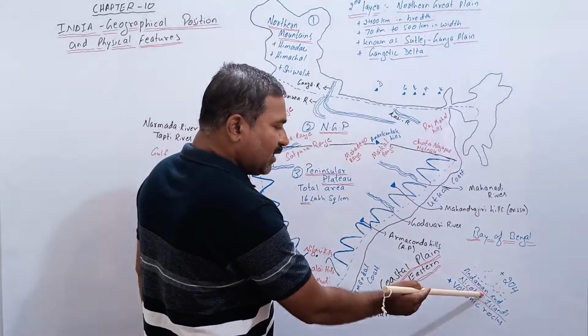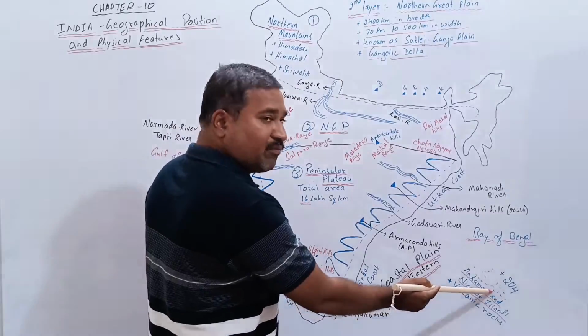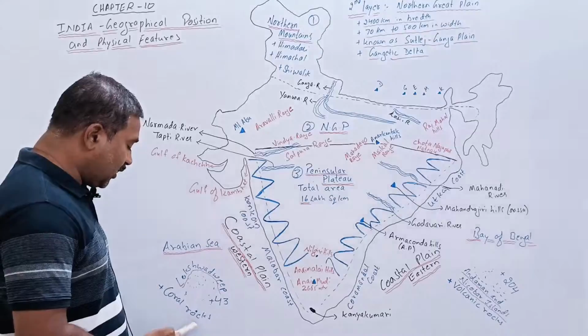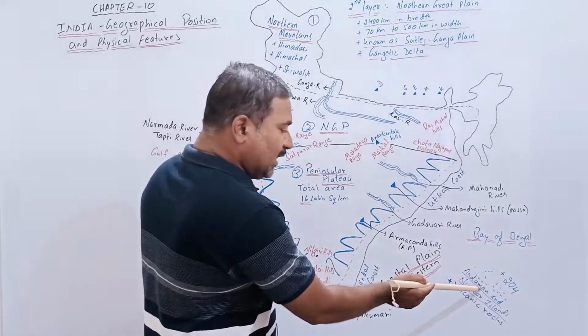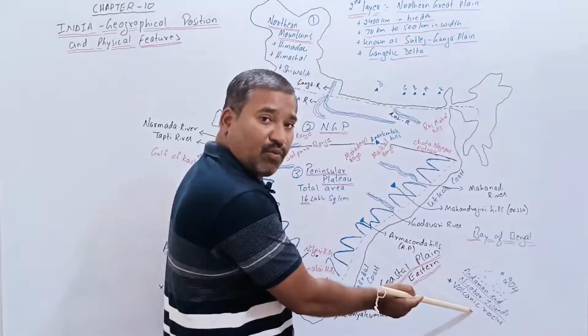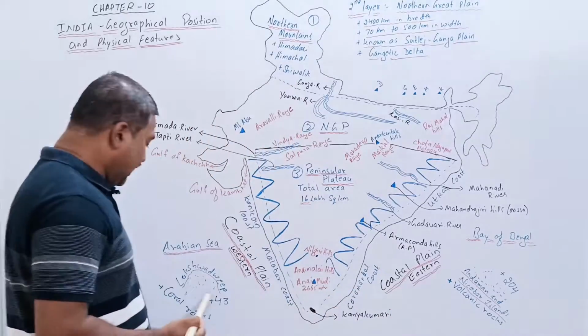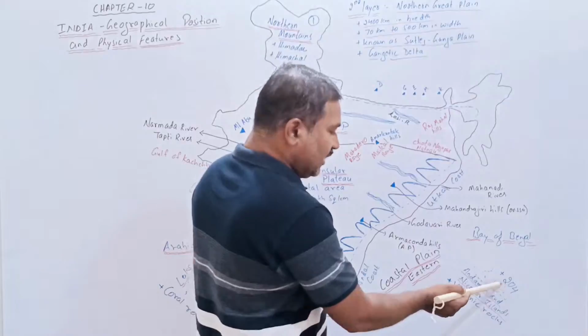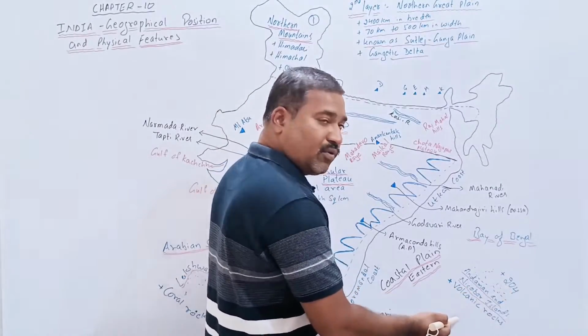Andaman Nicobar Islands lie in the Bay of Bengal. Lakshadweep Islands are found with coral rocks. Andaman Nicobar Islands are found with volcanic rocks. In the Lakshadweep Islands, we get 43 islands. Here in the Andaman Nicobar, 204 islands.